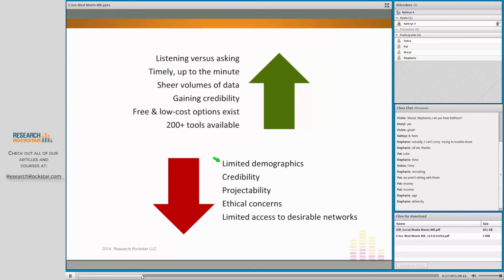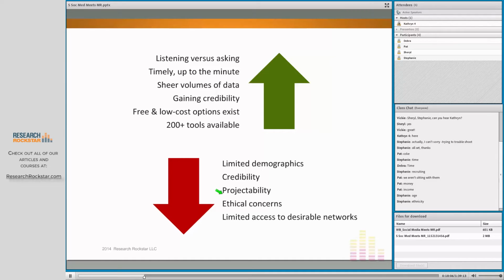Still, there is work being done, and I expect there to be some advances in the amount of demographics that we'll get from social media research tools in the next couple of years. But right now, the amount of demographic information we have is limited. And while credibility is improving, there are still some questions, and I'm going to explain why in just a few minutes. Projectability. Well, this really has to do with the demographics, right?